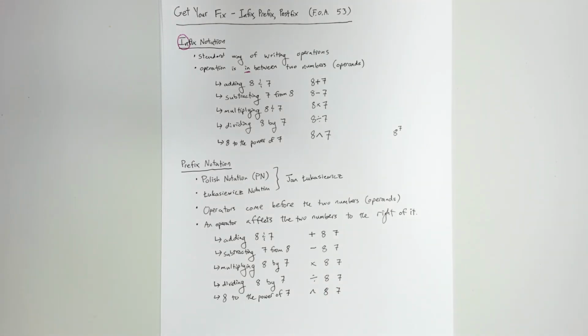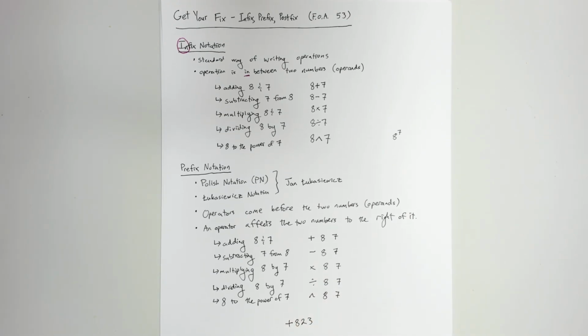Okay, so it looks kind of weird, but it's not too bad, right? It's just a slightly different way of writing what we're used to. Now, there is one thing that you might be worried about. If I wrote something like plus 8 2 3, this could be ambiguous. This could either be interpreted as 82 plus 3, or it could be interpreted as 8 plus 23, right?